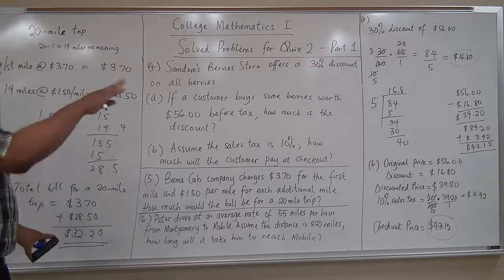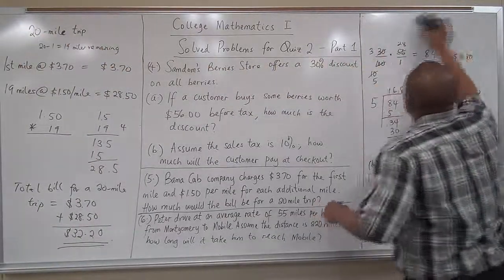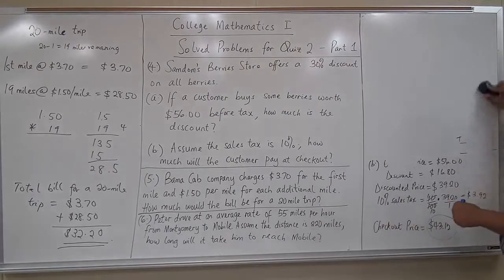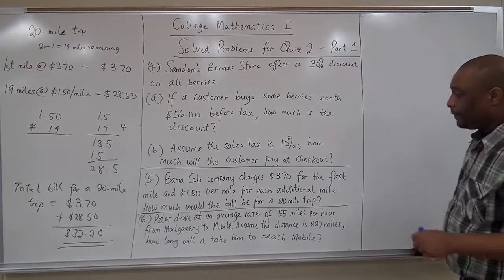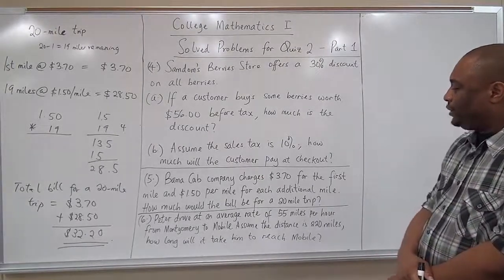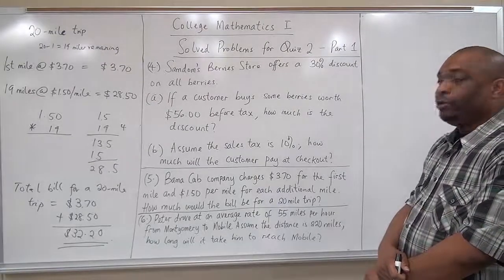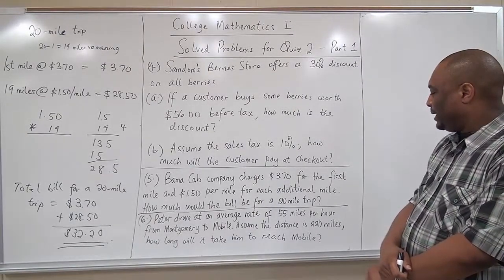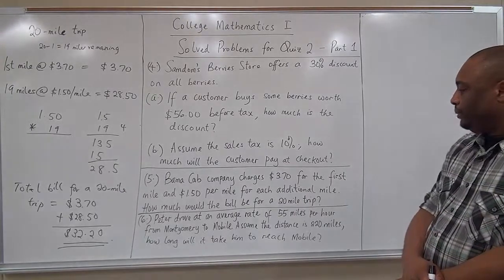Last but not the least, for part 1 of quiz 2, is question 6. Peter drove at an average rate of 55 miles per hour from Montgomery to Mobile. Assume the distance is 220 miles. How long will it take him to reach Mobile?